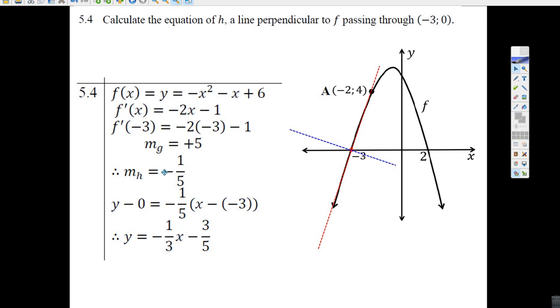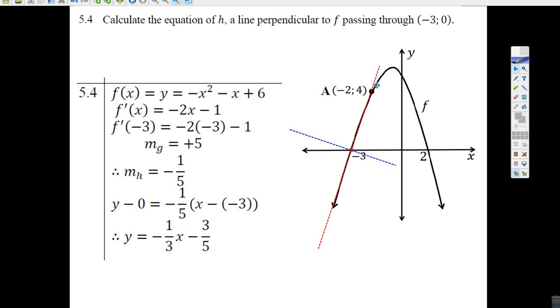If you've got one gradient, you just turn it upside down and change the sign, and you'll have the perpendicular gradient. So anyways, one thing that's not so nice about this question as well is if you didn't get the first parts right, what A, B, and C are. It turns out that A is -1, B is -1, and C is 6.